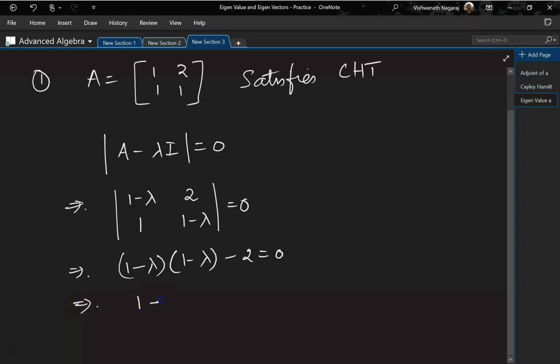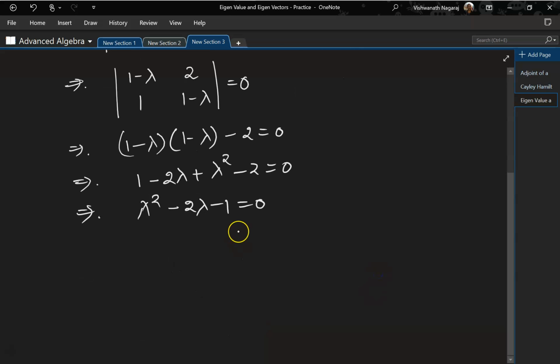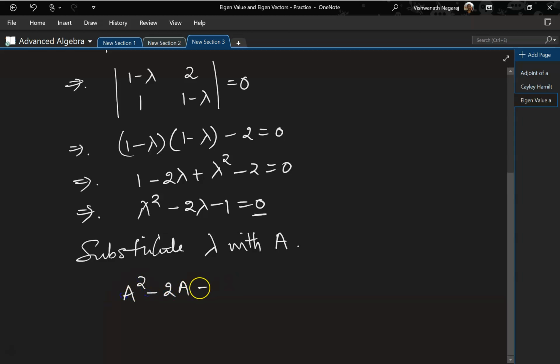which becomes 1 minus 2 lambda plus lambda square minus 2. And this becomes lambda square minus 2 lambda minus 1 equal to 0. Okay, so we have got the characteristic equation. Now, the Cayley-Hamilton theorem says if we substitute lambda by A in this characteristic equation, then the result should also be a 0 matrix. So, substitute lambda with A. So this becomes A square minus 2A minus 1 equal to 0.